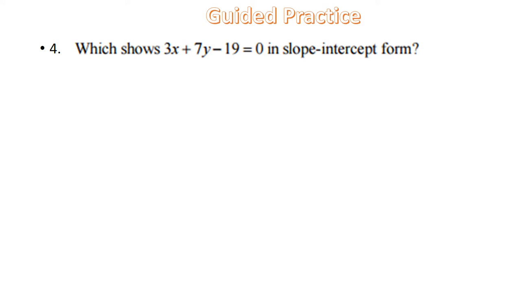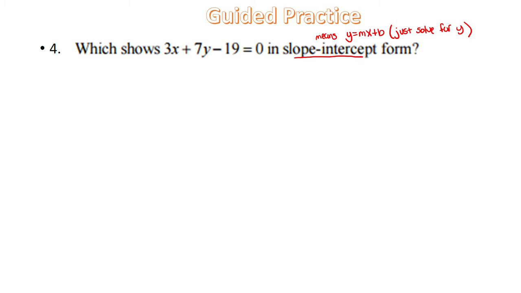Number 4, they're asking us to show in slope-intercept form 3x plus 7y minus 19 equals 0. Now this can be kind of tricky. You have to think to the steps that I taught you on day 3 and on day 5. Whenever we're given an equation, first off, slope-intercept form means we're just solving for y, because it's y equals mx plus b. But whenever we're given an equation, we got to know what steps to go through.